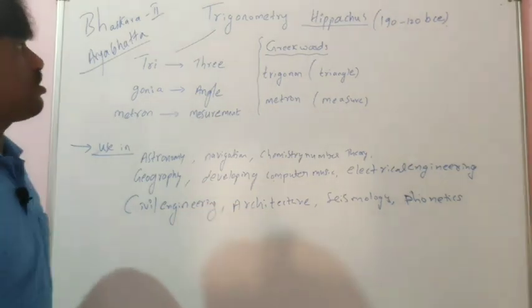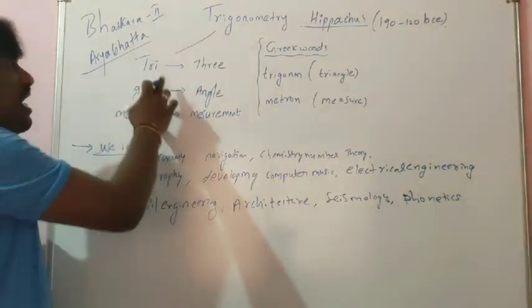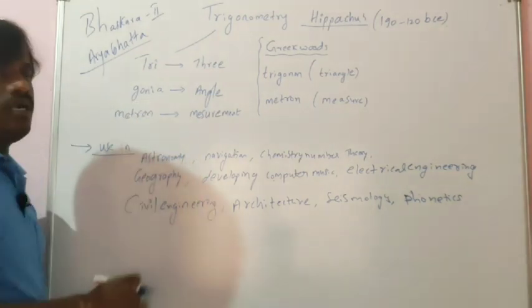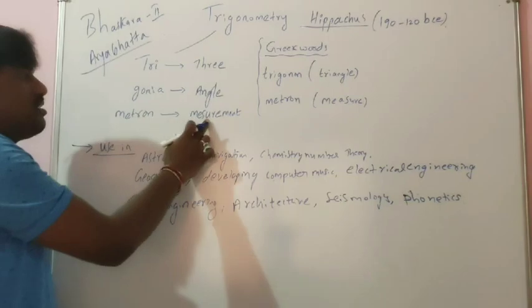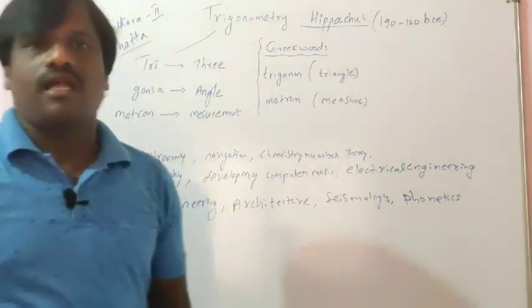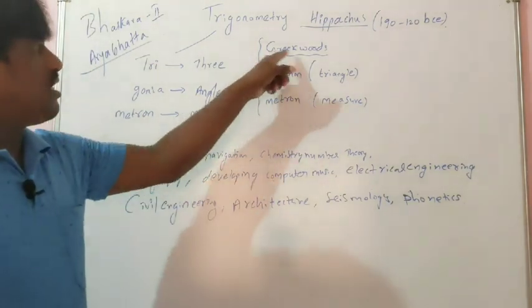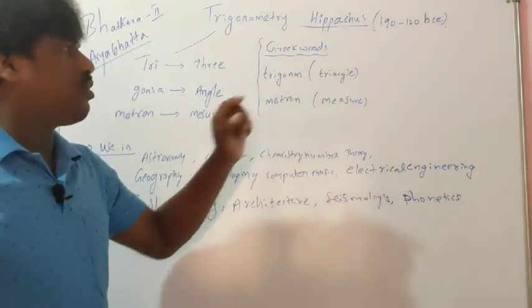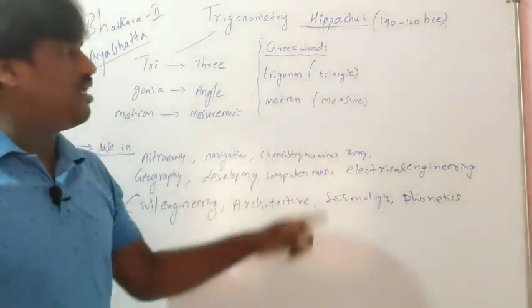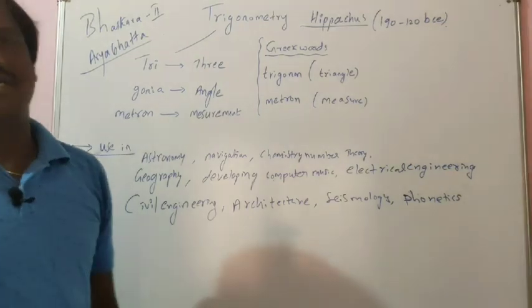Trigonometry is the topic which is derived from the three Greek roots: tri, gonia, metron. Tri means three, gonia means angle, metron means measurement. Three angular measurement is called trigonometry. Another way, the Greek words are trigonon, metron. Trigonon means triangle, metron means measure. Triangular measurement is called trigonometry.